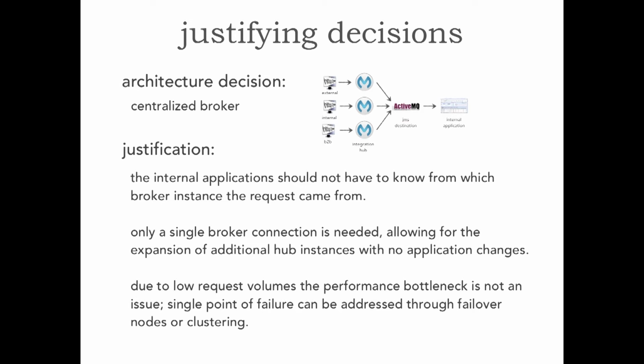Looking at this slide, you can clearly see the justification statement. For example, internal applications should not have to know from which broker instance the request came. It should be agnostic, in the spirit of decoupled components. Only one single broker connection is needed. And what is the good thing about this? Well, if we look at this slide, we can see something we didn't consider before: this allows for the expansion of additional hub instances without changing the application. So if we took that external hub, for example, and split it into two pieces, let's say due to some sort of security requirement, we have no changes at all to the application.